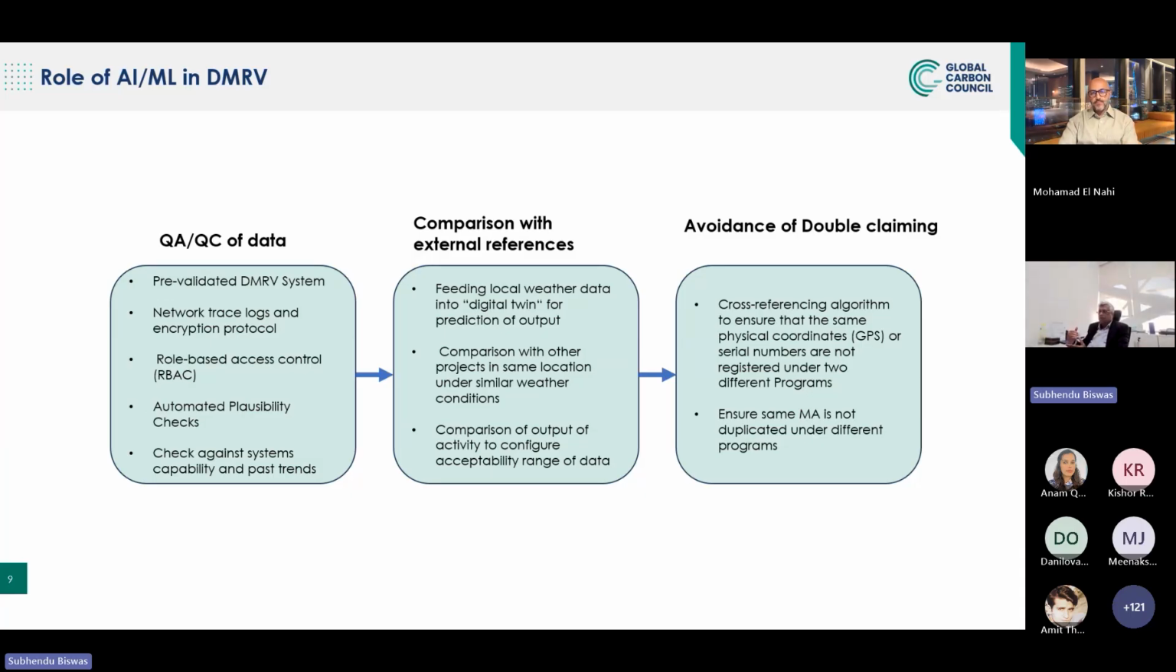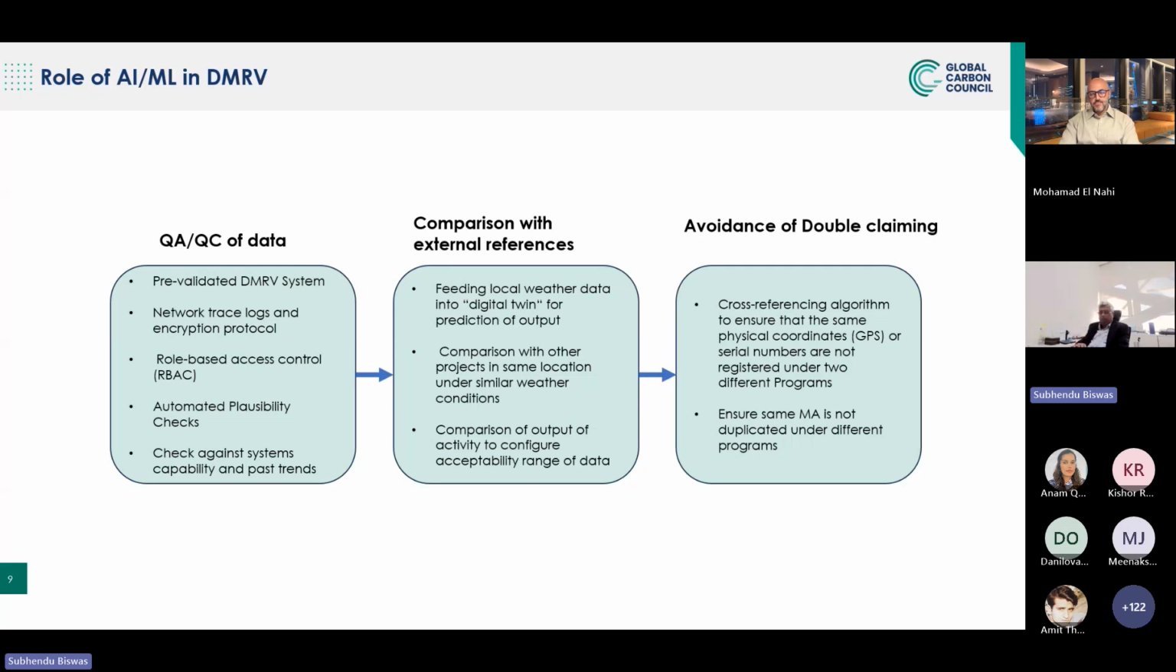Does it match with local weather data? Is the trend matching with the weather data? Is the digital twin able to give me the same output as in the project and activity? Comparison with other projects in the same region: if there are other projects in the same region and we have the data, can we compare? Compare it against the maximum acceptability range, so we know that this machine can only give this much output.